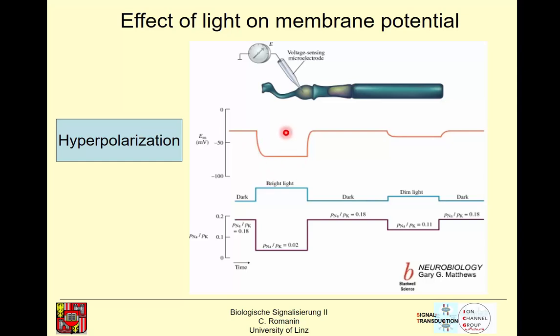And this actually correlates directly with the intensity of the light. You can see here when a dim light, in contrast to a bright light, shines on, the hyperpolarizing signal we get is actually less. So this is directly related to the light that shines on these specialized photoreceptor cells. So what's going on? Why is there such a dramatic change in the membrane potential?